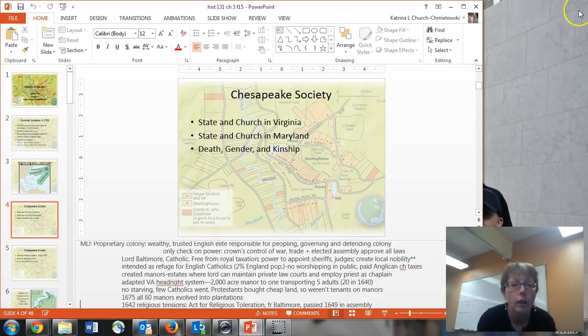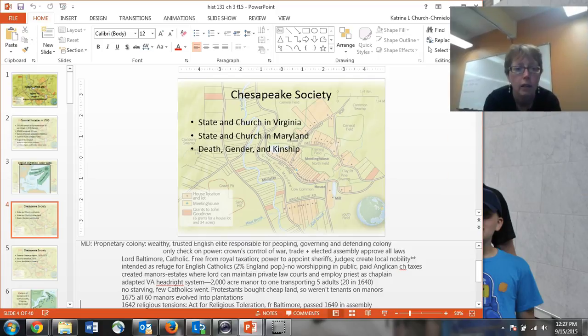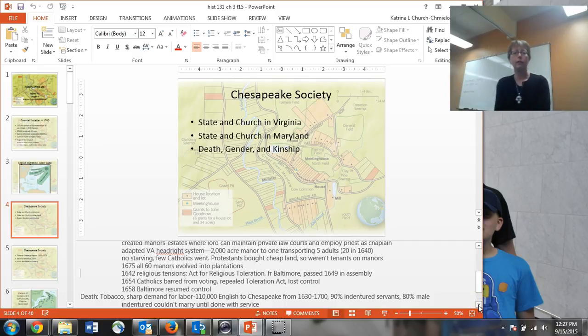Okay, so Maryland adopted the headright system of Virginia, which said that you could earn a 2,000-acre manor if you transported 5 adults into Maryland. Okay, that's a lot of land. But it costs a lot of money to transport 5 adults. So Virginia also did the same. They raised that in 1640 to 20 people. You had to bring in 20 people in order to be granted this 2,000 acres. But 2,000 acres is a lot of land, especially if you are not used to a lot of land, right?